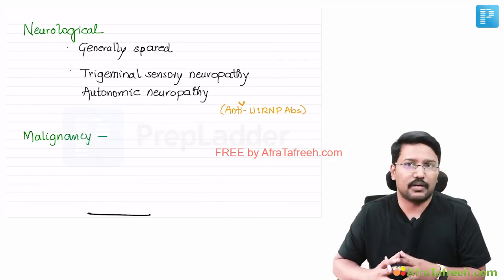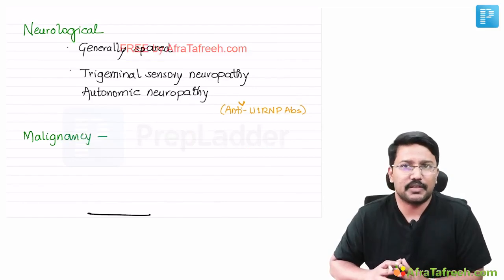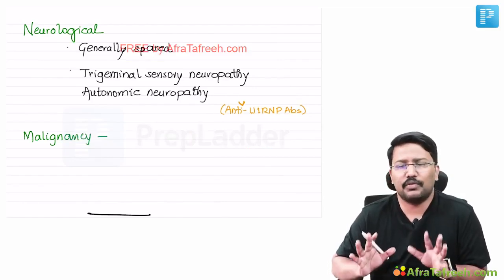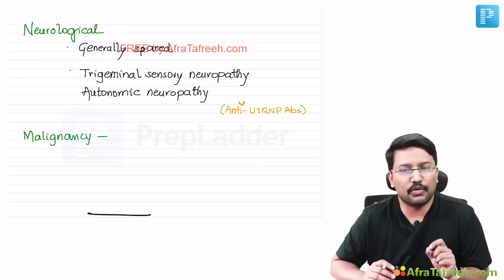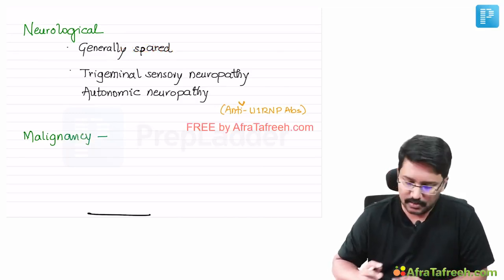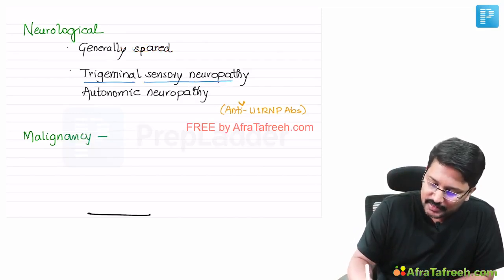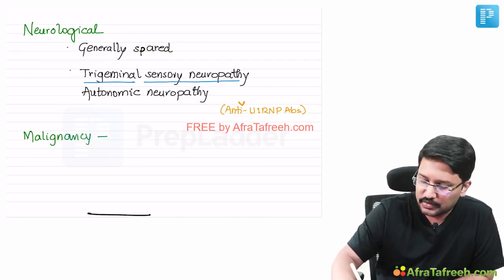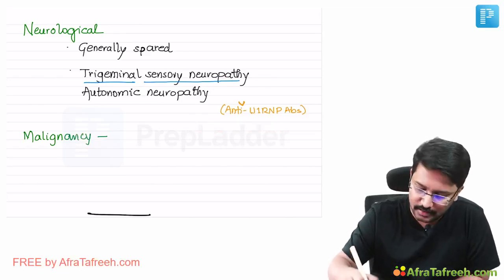Now, coming to the other organ involvement. The brain is characteristically spared in patients with systemic sclerosis. And if at all we have to talk about neurological involvement, there may be some cases of autonomic and trigeminal neuropathies, right? So the most common cranial neuropathy seen in patients with systemic sclerosis, which was once an MCQ in PGI, is trigeminal sensory neuropathy, right?